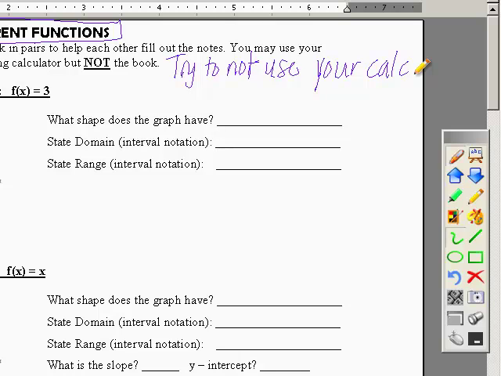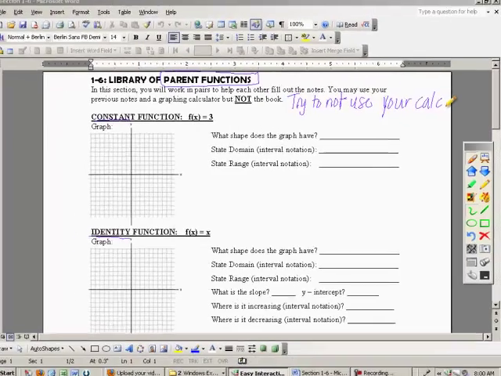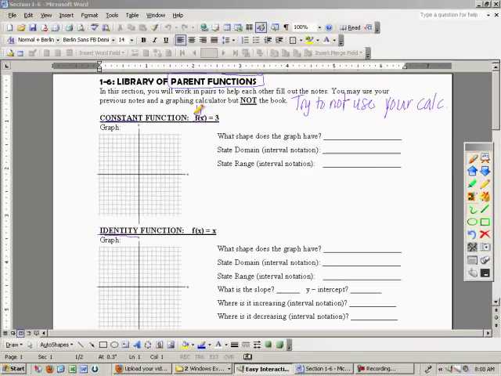And so I want to look at this. If this says f of x equals 3, f of x is really the same thing as y. And so if I'm trying not to use my calculator, I'm going to make a table. If this says every y is 3, then I'm going to just pick a couple of points. And if every y is 3, x can be whatever I want it to be. And so I'm just going to pick the easiest ones I can, 1, 2, and 3.